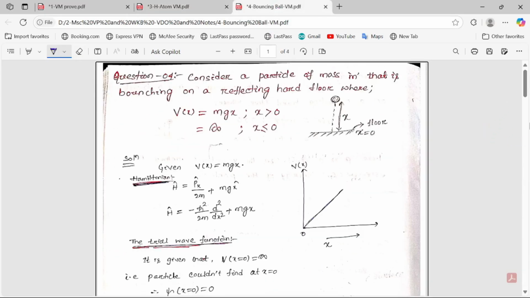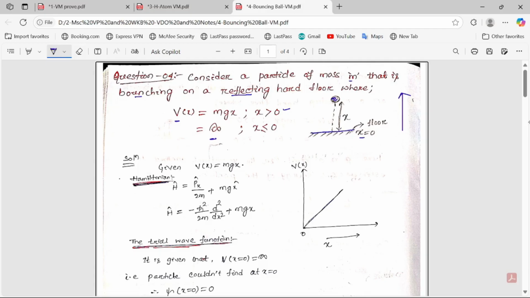This is question number 4. Here, consider a particle of mass m that is bouncing on a reflecting hard floor where the potential is given as V(x) equal to mgx when x is greater than 0, and V(x) equal to infinite when x is less than or equal to 0. Along this vertical direction, I have considered the x-axis. This is the ball, and this ball is bouncing on this hard floor.